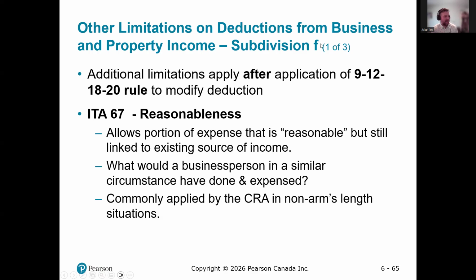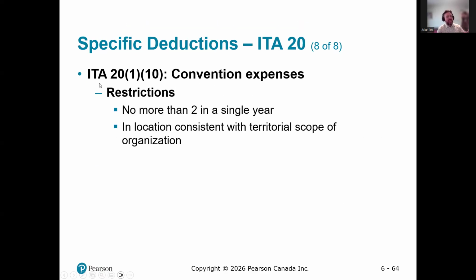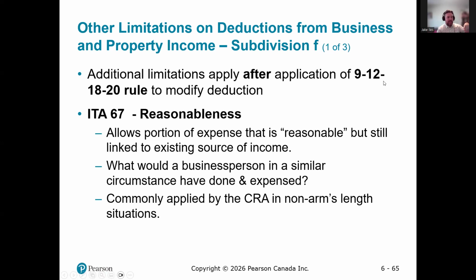Other limitations on deductions. So these tax sections follow that 9, 12, 18, 20 rule. Those are specifically identified limitations and deductions. Once you're done, it then looks at the concept of reasonableness. So reasonableness allows a portion of an expense that is reasonable, but still linked to an existing source of income. I mentioned this before about the hotel. If it's deemed that a portion of the expense is unreasonable or goes beyond what is necessary for business, you still get to deduct only the reasonable portion.